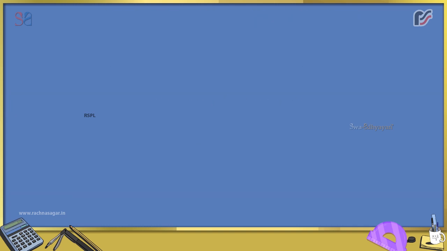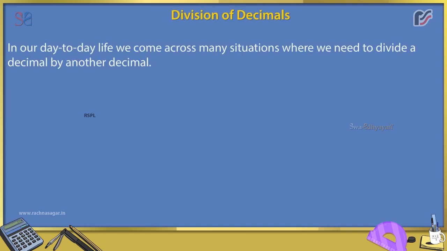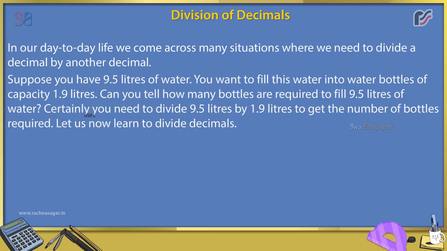Division of decimals. In our day-to-day life, we come across many situations where we need to divide a decimal by another decimal. Suppose you have 9.5 liters of water. You want to fill this water into water bottles of capacity 1.9 liters. Can you tell how many bottles are required to fill 9.5 liters of water? Certainly, you need to divide 9.5 liters by 1.9 liters to get the number of bottles required. Let us now learn to divide decimals.